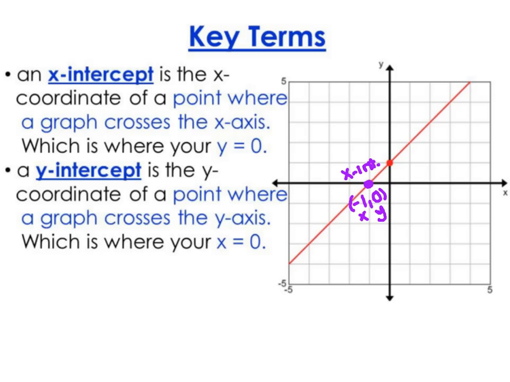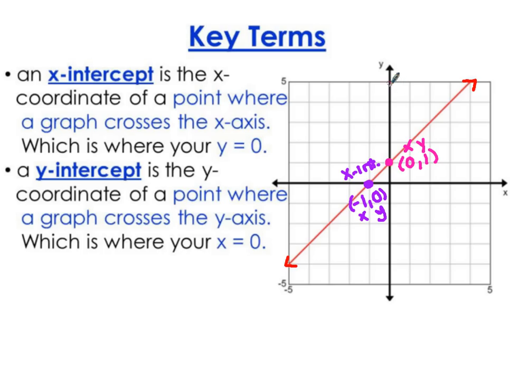So same concept we're going to use for finding a y-intercept. Okay, well my y-intercept is where it's going to cross my y-axis. So on this red line that was already graphed on your page, this is the point 0, 1. Notice my x value is 0 here. My y value is 1.